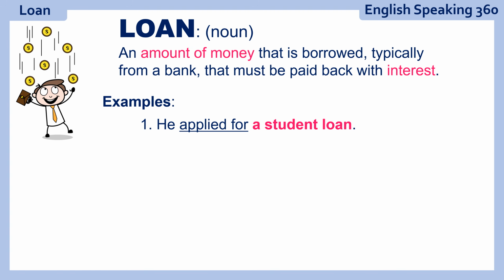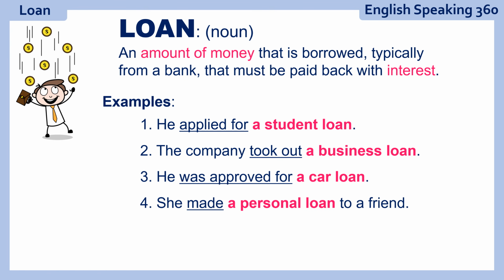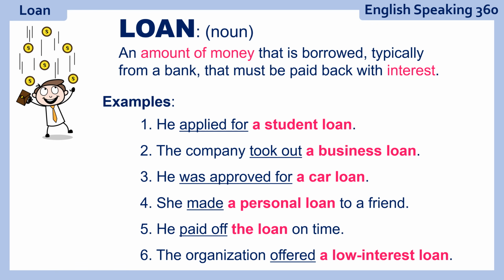He applied for a student loan. The company took out a business loan. He was approved for a car loan. She made a personal loan to a friend. He paid off the loan on time. Pay off means he returned the money on time. The organization offered a low-interest loan.